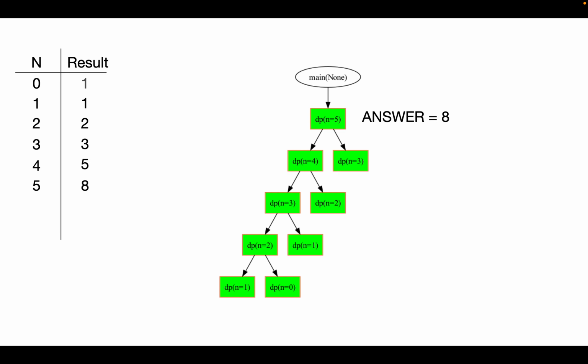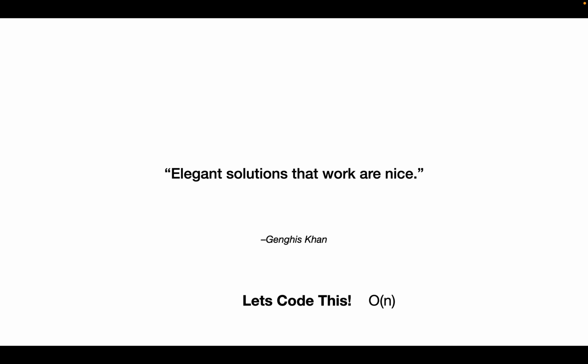So notice that this tree is a lot smaller than it was before. We had an exponential solution before, and now we have a linear solution. So this is time complexity of O of n. So yeah, Genghis Khan said, elegant solutions that work are really nice, you know? So let's code this one up.